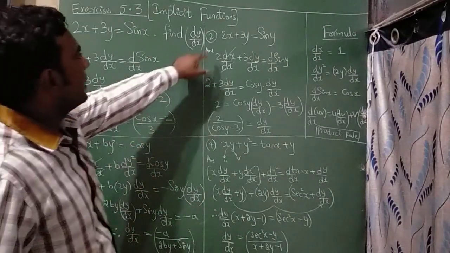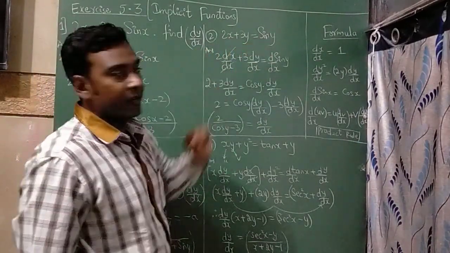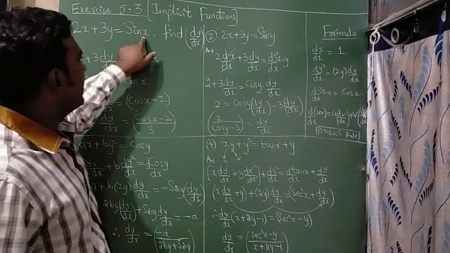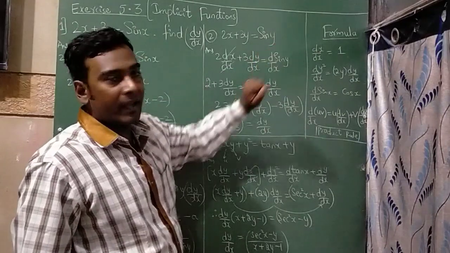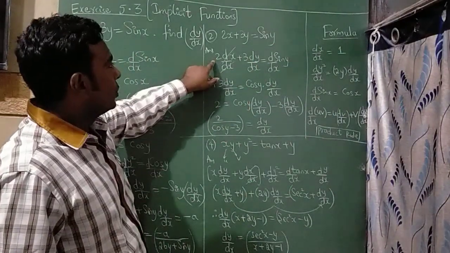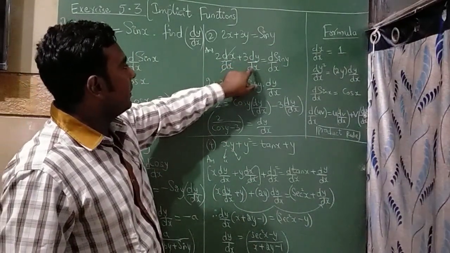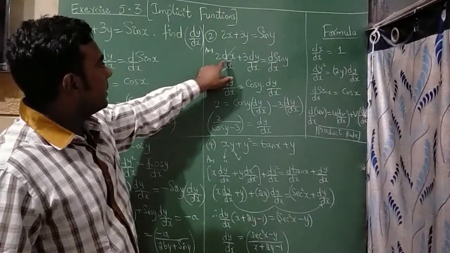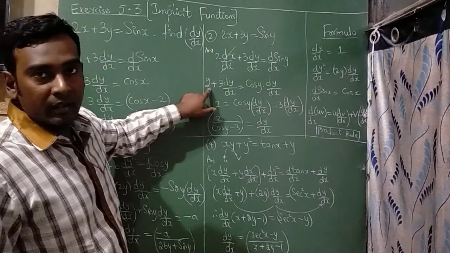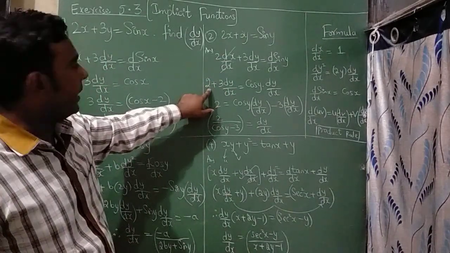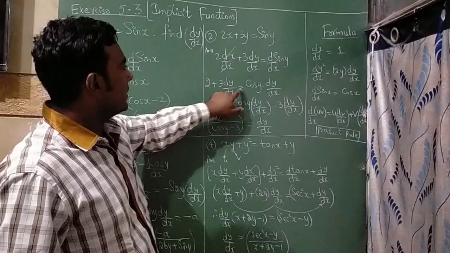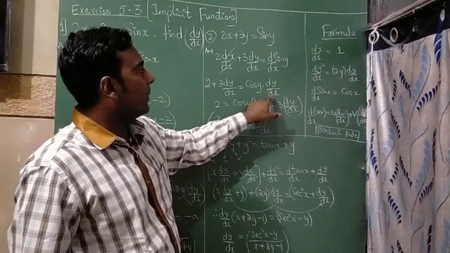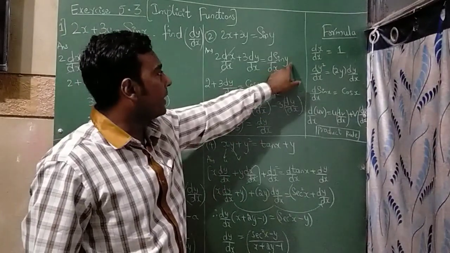So the second sum is 2x plus 3y is equal to sin y. You can see the first and second sum are almost the same, but here the variable is x and here it is y. So 2 d by dx of x plus 3 d by dx of y is equal to d by dx of sin y. Same as before, dx upon dx get cancelled, so only 2 is remaining, plus 3 dy by dx is equal to d by dx of sin y, which is cos y dy by dx, since the variable is y here.